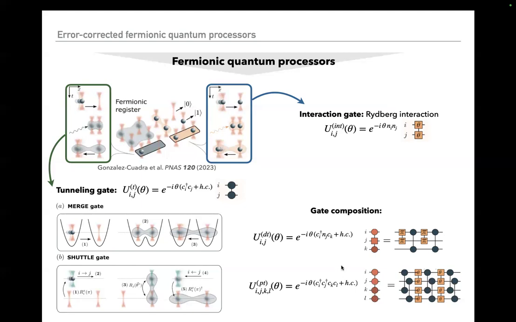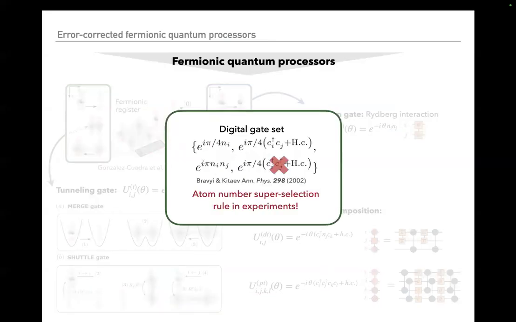you can have this pair tunneling process over here, between modes I, J, K, and L. So this will be a non-Gaussian operation that you can decompose in this way. So with this, you can essentially also realize a universal gate set. You do this at specific angles, and there's a caveat.